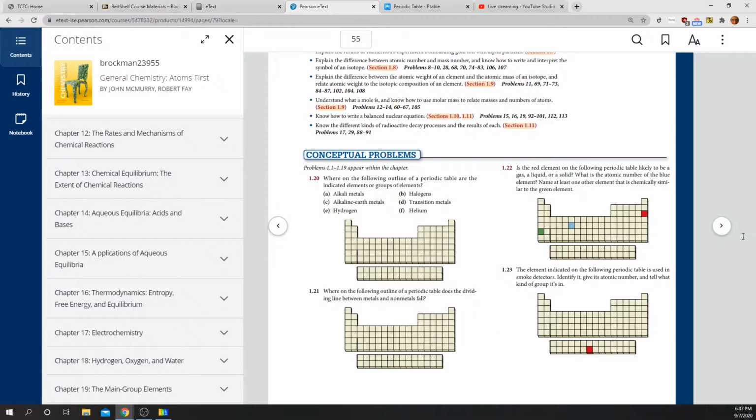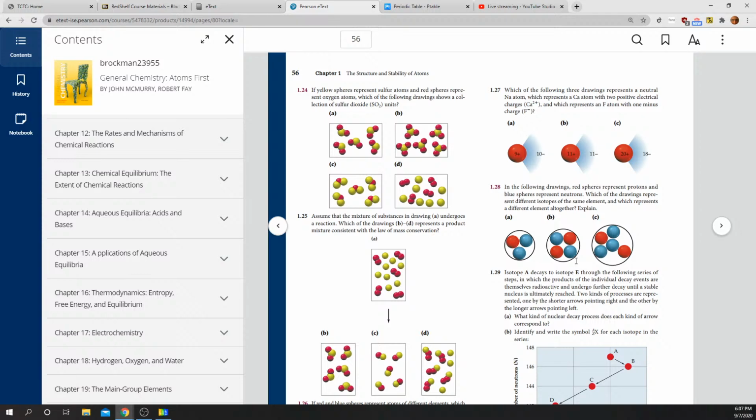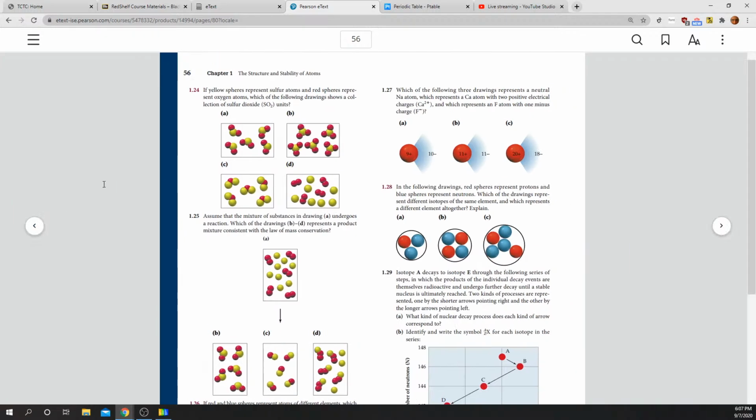All right, next up is problem 24. We can go ahead and close that. If the yellow spheres represent sulfur atoms and the red spheres represent oxygen atoms, which of the following shows a collection of sulfur dioxide units? In other words, it has to have 1 sulfur and 2 oxygens on each molecule. So 1 yellow and 2 red means that it is A. This is OS2, this is SO3, and this is a collection of sulfur atoms and oxygen molecules.